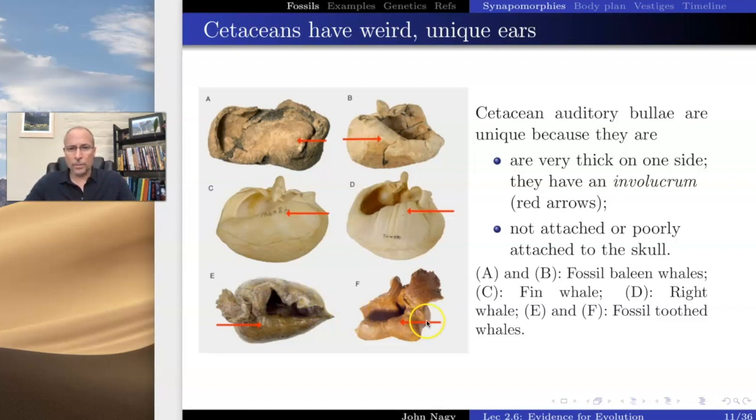Now, all of them have these auditory bullae that fall off with this really thick part where the arrow is pointing. Every single one has this fold in it. And they are the only creatures on the planet today that have that weird ear bone. In the fossil record, however, we see that same trait in the ear bone of Indohyus and Ambulocetus. So this is interesting. These different creatures are connected together in some way.